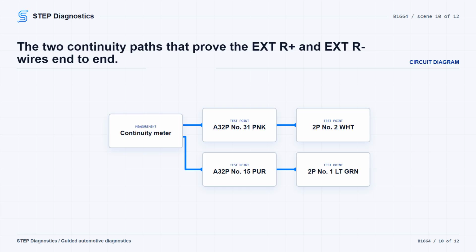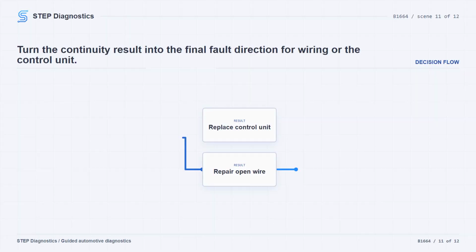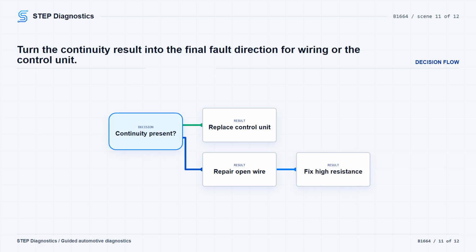For EXDR, check between keyless access control unit connector A no. 15, the PUR wire, and rear interior LF antenna 2P connector no. 1, the LTGRN wire. If there is continuity, replace the keyless access control unit. If there is no continuity, repair the open or high resistance in the wire.